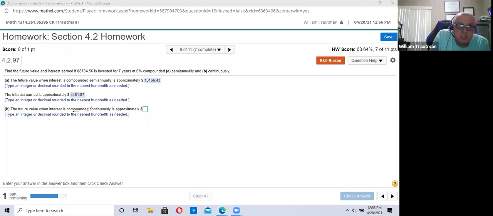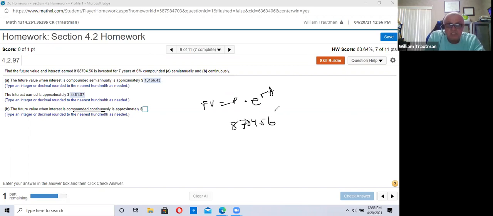Now I want to do the next one because it's compounded continuously. As soon as you see compounded continuously, you have to use the other formula. Future value equals present value times e raised to the rt. This is the continuous compound formula. So once again, we're putting 8704.56. We're going to multiply it times e to the rt. r is 6% and t is 7 years. So this is what we put in the calculator, including the e.